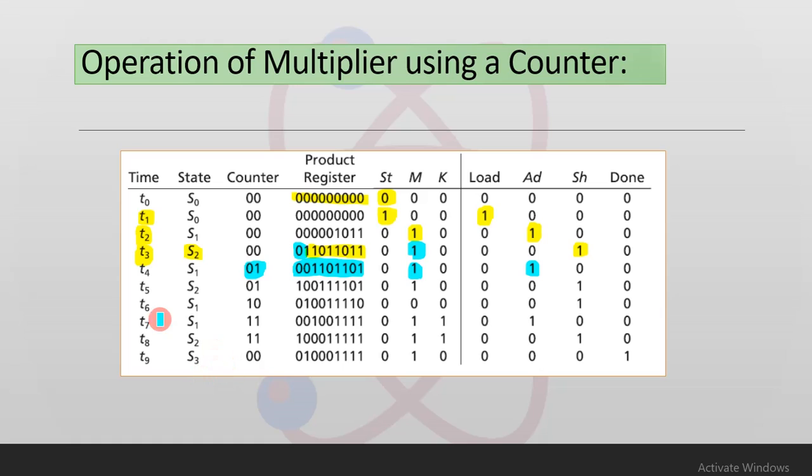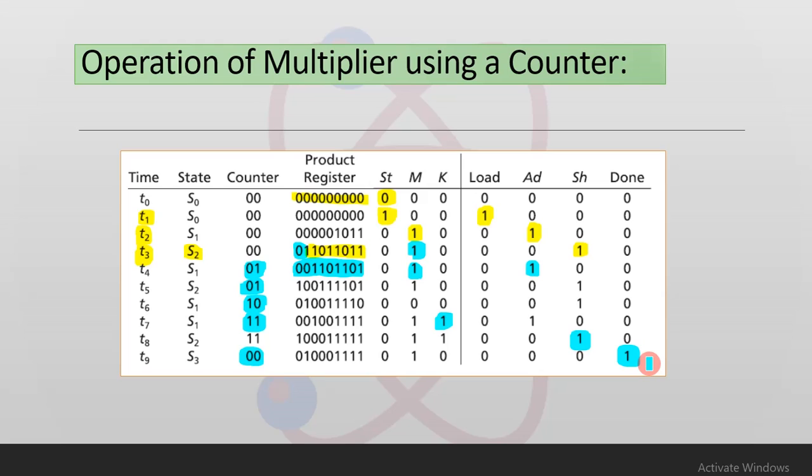So at the time t5 and t6, shifting and counting will occur. At the time t7, the 3 shifts have occurred and the counter state will be at 11. So the value of K will now be equal to 1. So at the next clock, the final shift will occur. The counter will be incremented to state 00. This is the final shift. The counter is incremented to 00 and at the time t9, we are going to generate the done signal.